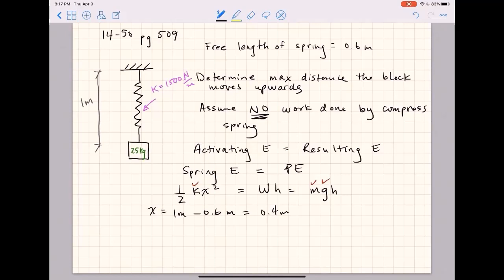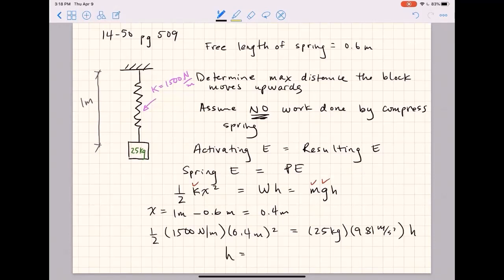Okay, so now we can sub in our values here. So 1/2 K, which is 1500 newtons per meter, times X, which is 0.4 meters. We're going to square that, equal to our mass, which is 25 kilograms, times G, which is 9.81 meters per second squared, times H, and H is what we want to solve for. So you can take the left-hand side, solve for that, then divide it by that 25 times 9.81, gives us an H value of 0.49 meters. Okay, and that's it for that one.